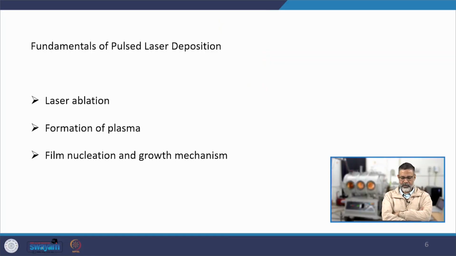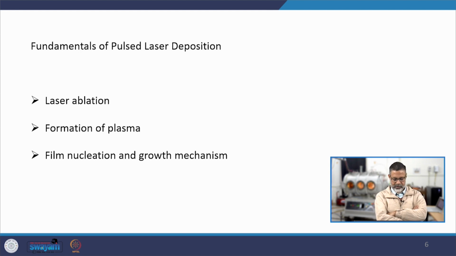Already we have discussed that the pulsed laser deposition technique can be classified into 3 stages for the deposition of thin film. First of all is the ablation of the material. As I have already mentioned, the target will absorb the laser light, and slowly the temperature will reach the melting temperature, and after melting, vaporization will take place, and the material will be ejected from the target, and then the plasma will form.